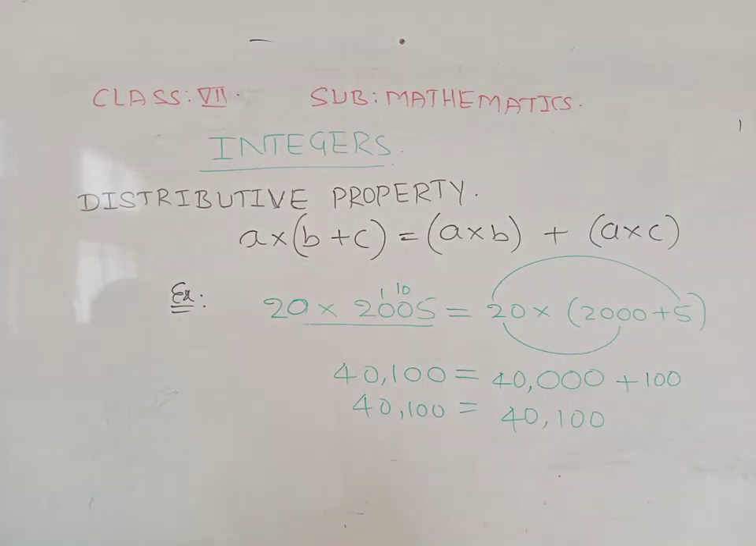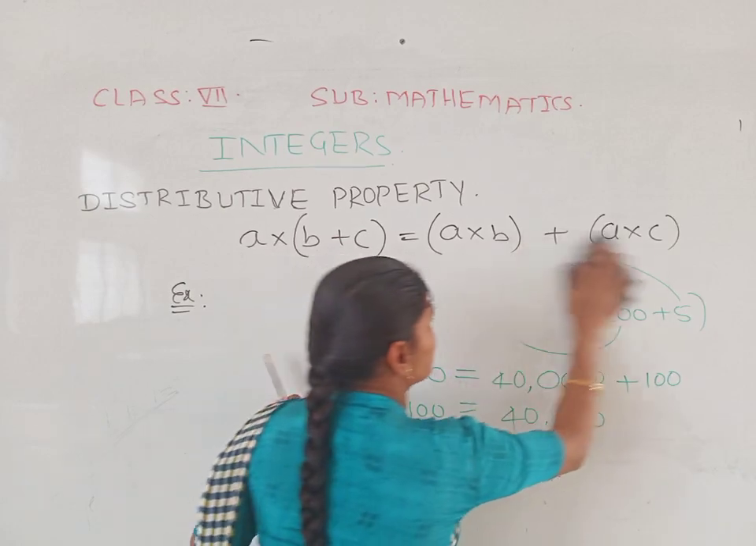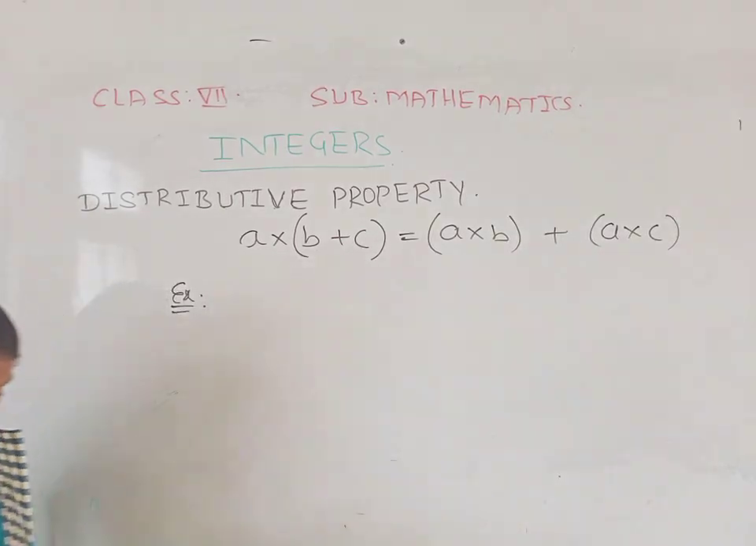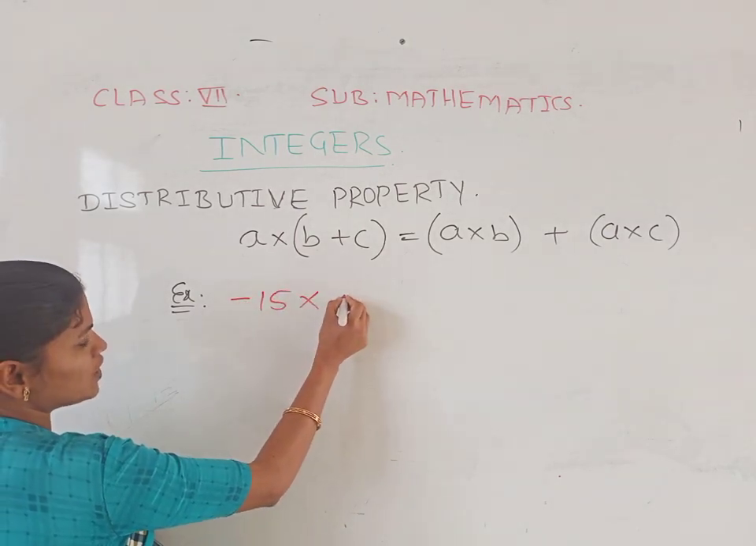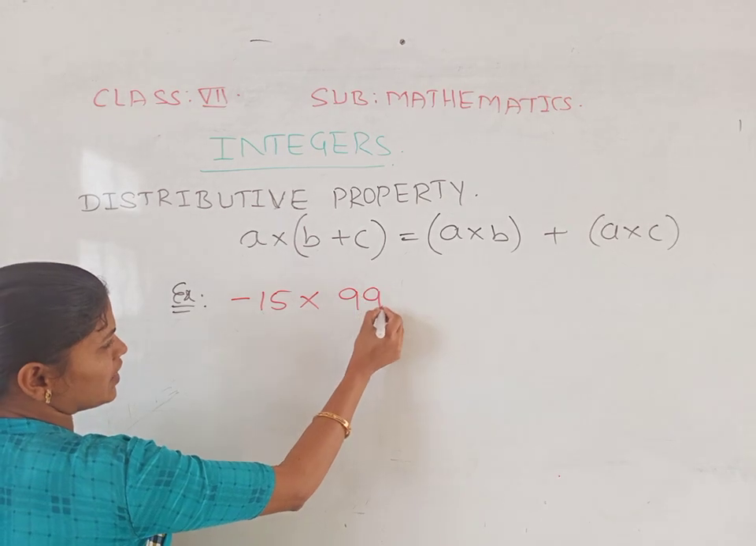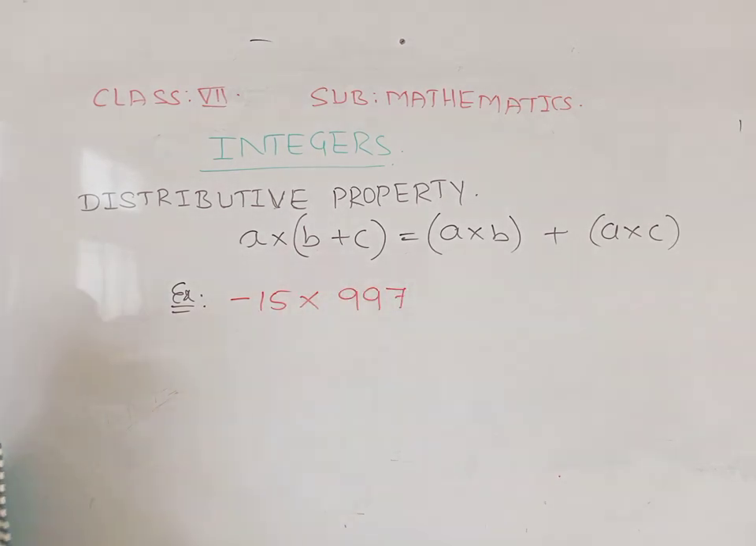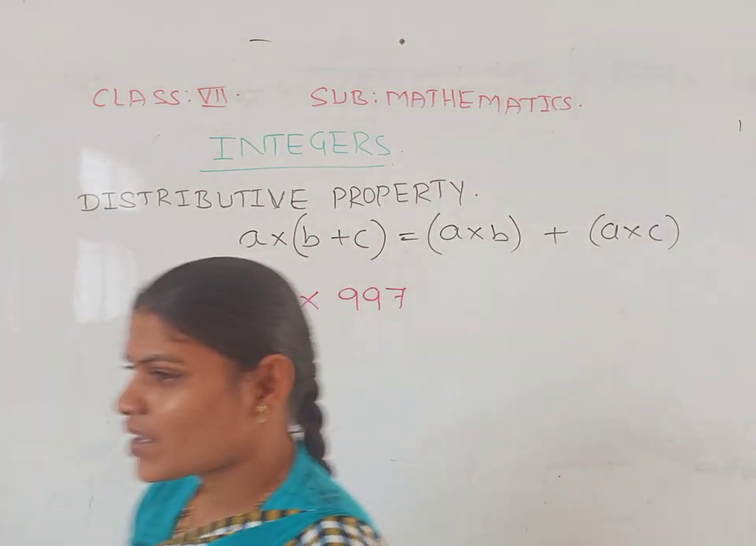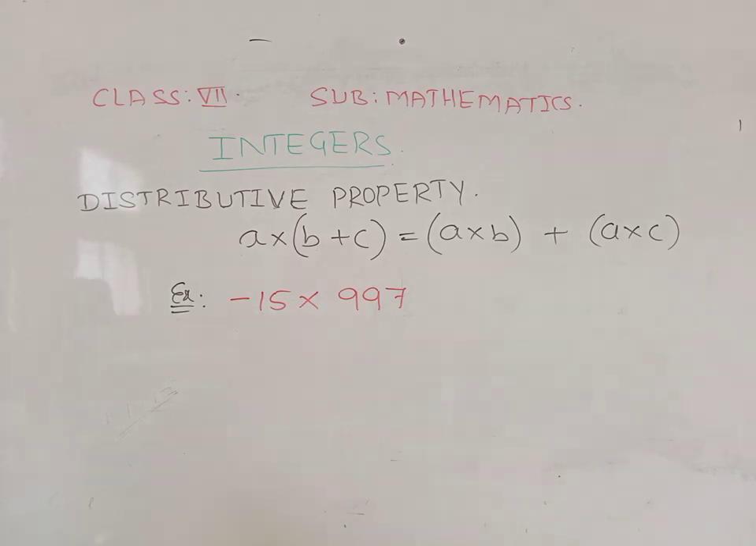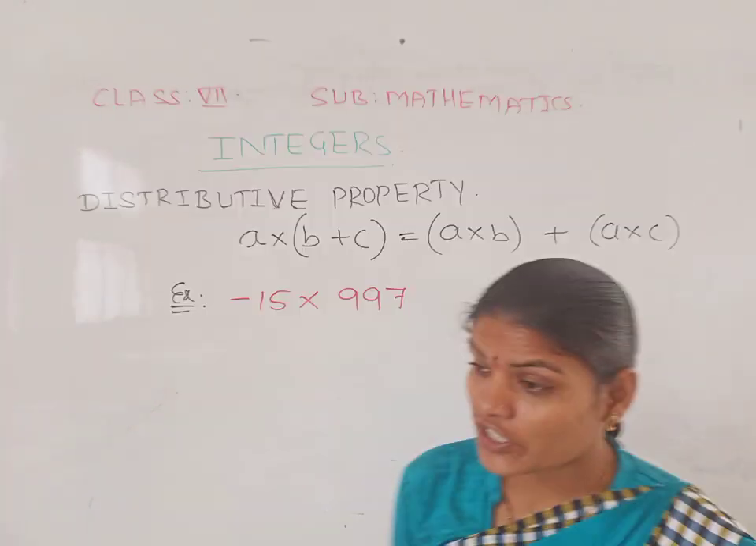Okay, shall I give one more example? Ready? Let's take now. Minus 15 into 997. Find the product. This is the next rule, distributive property under subtraction over the multiplication. How to split this 997? How can we write it? 900 plus 97.